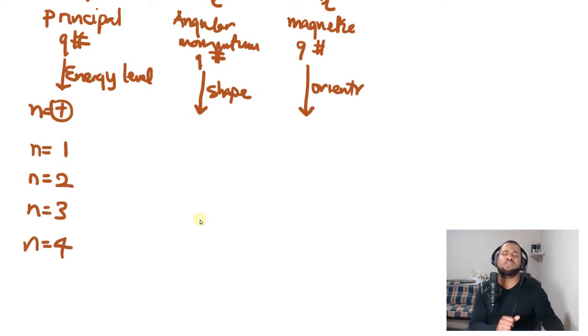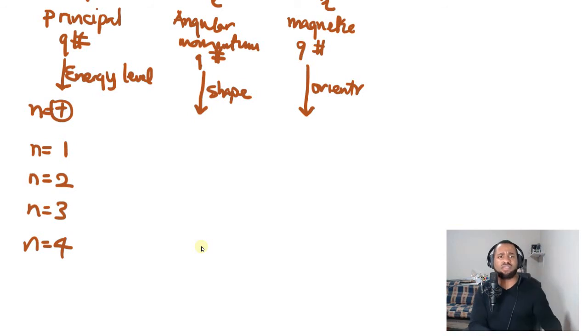Let's just stop at 4 for now. We can go on and on, but we're going to go from 1 to 4. That is really easy and straightforward. And so moving on to the next part here is how do you associate the angular momentum to the principal quantum number?